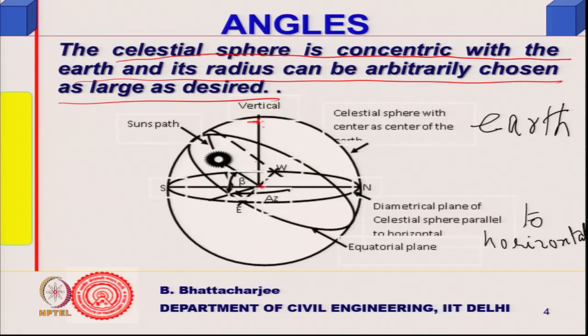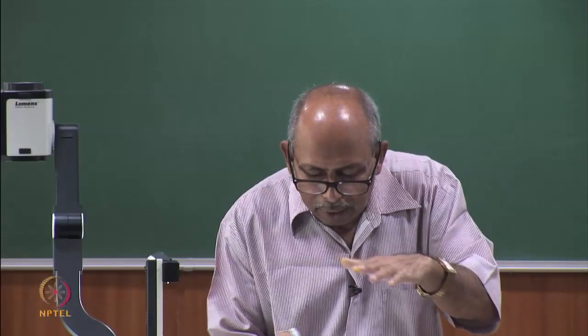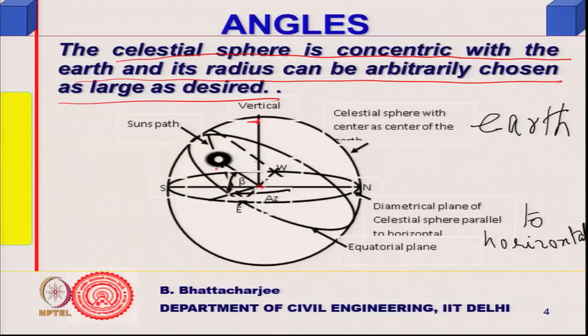So, this will be the vertical, because this is the horizontal, right. In the horizontal I have north, south, east, west. If from the north I go clockwise I go to the east, and following further I go to the south, and there is west, right. Now, the equator will be somewhere here, this is the equatorial plane.